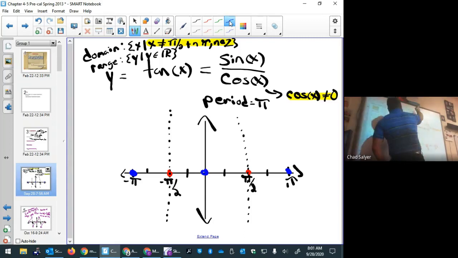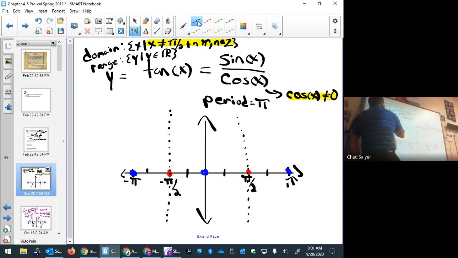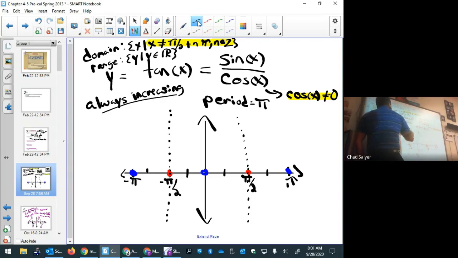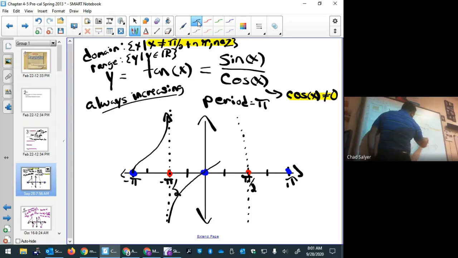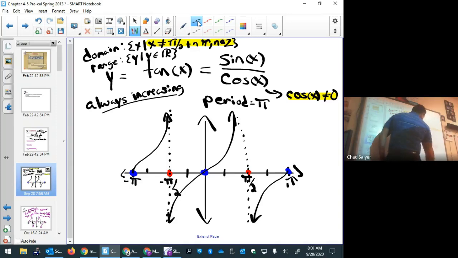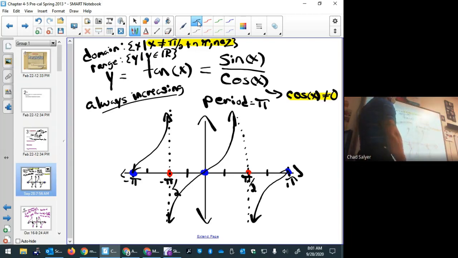And then another characteristic of the tangent is going to make graphing this easy. The tangent is always increasing. In other words, it always goes up. So just using this information, we get this characteristic tangent shape. Notice how it's always going upward.